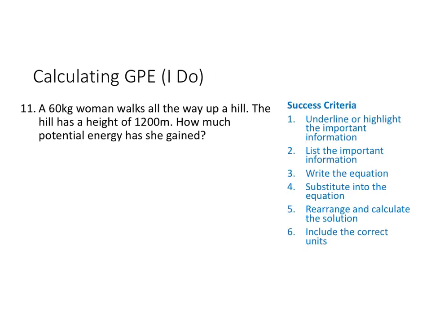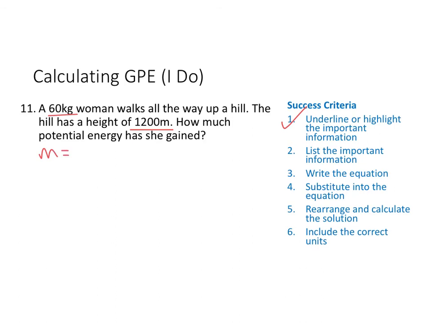Okay, so some problems. A 60 kilogram woman walks all the way up a hill. The hill has a height of 1,200 meters. How much potential energy has she gained? Be careful in your exams. They might put 1.2 kilometers, and you need to know that a kilometer is 1,000 meters. So let's underline important information. There are our two important bits of information.